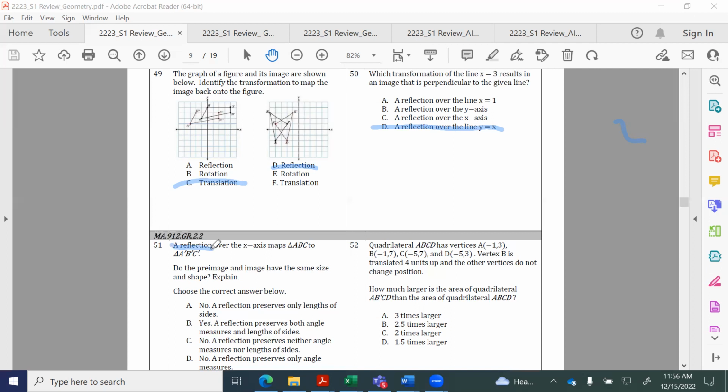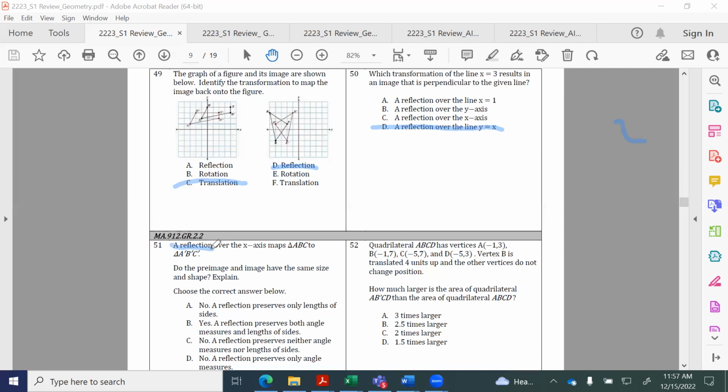There are some names for that type of transformation that we should know. If it's the same size and same shape, we talk about rigid motion or a congruency transformation. A reflection, a rotation, and a translation are all considered rigid motions or congruency transformations, which preserve the size and shape of the figure. So on here, which one's correct?